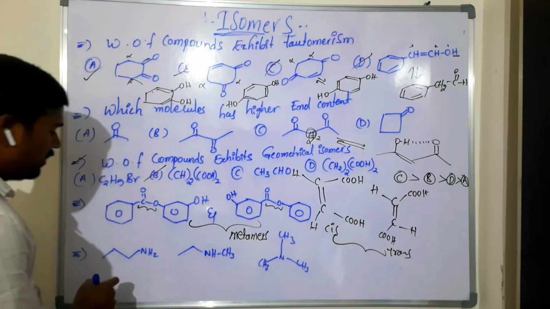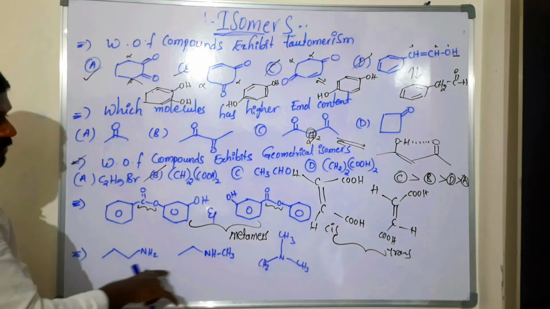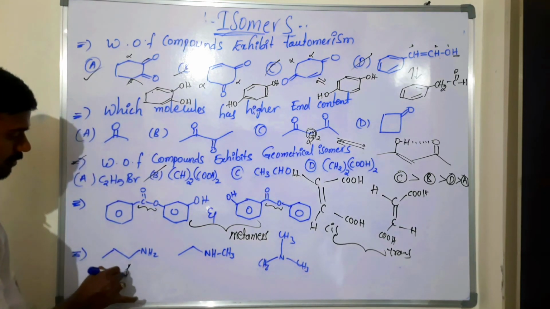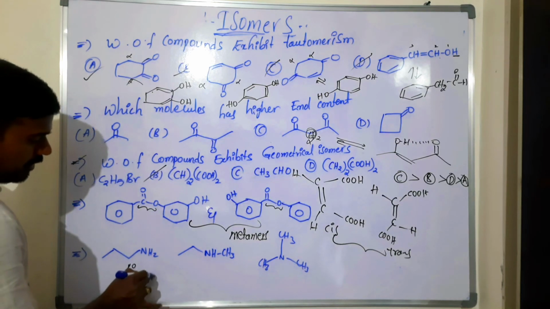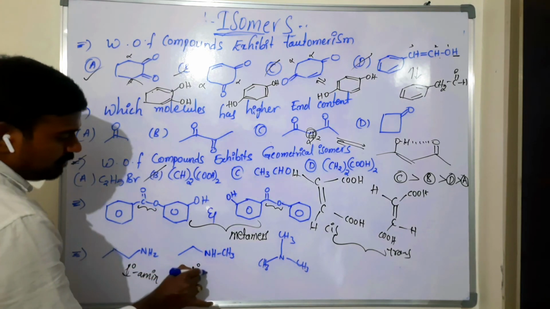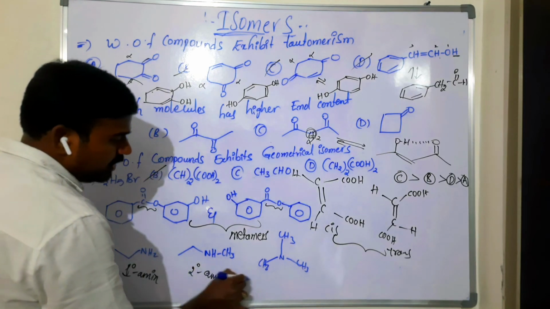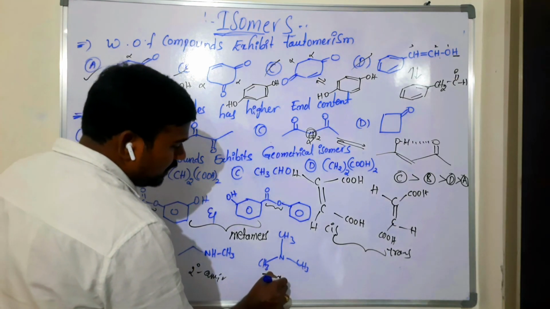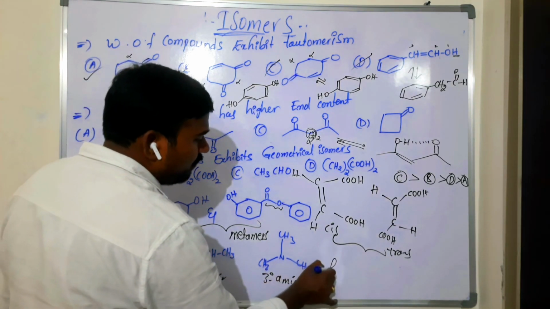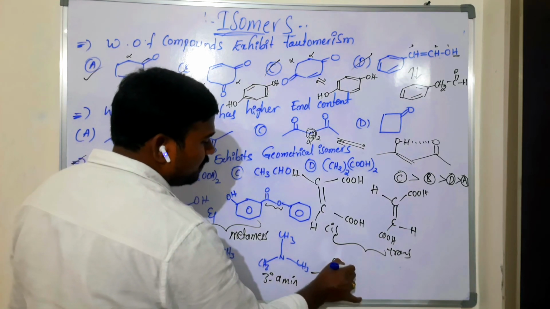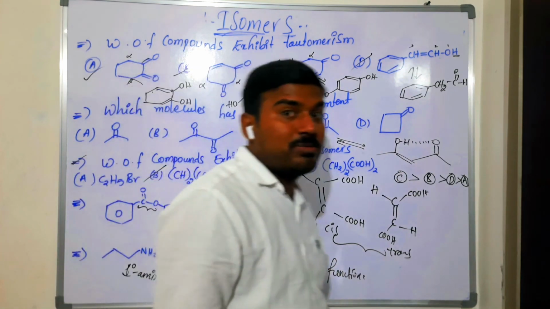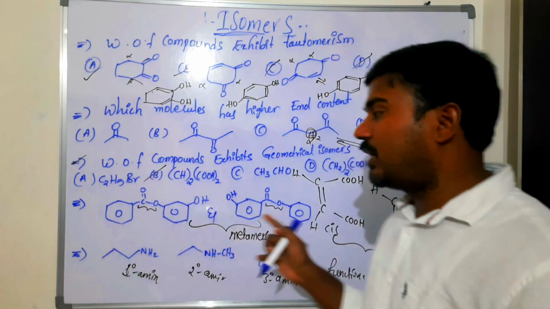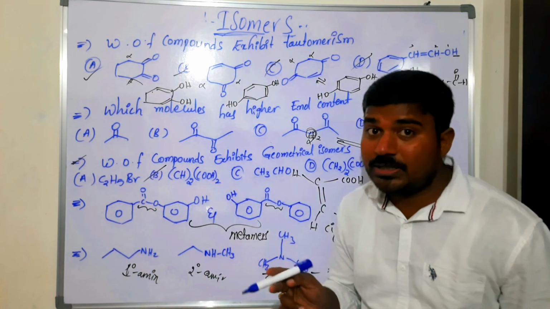Very important. Now you see here, this is an amine. It is a primary amine. Primary amine, this is a secondary amine, and this is a tertiary amine. Primary, secondary and tertiary amines come under functional group isomers, but not primary alcohol, secondary alcohol and tertiary alcohol. Is that clear?